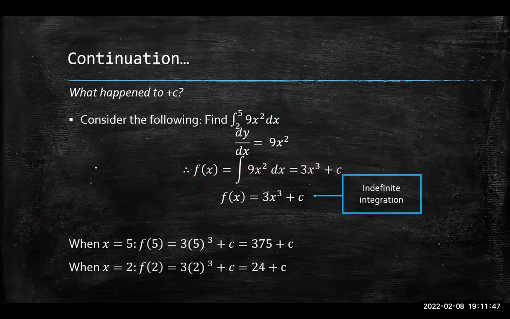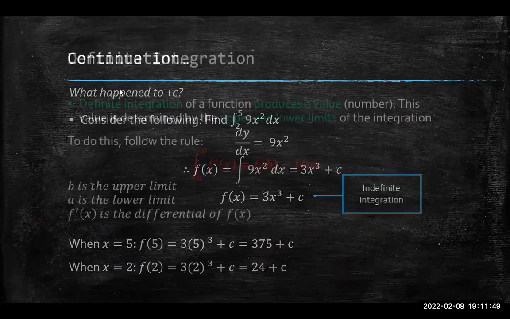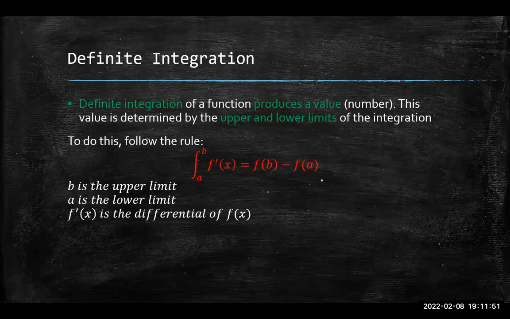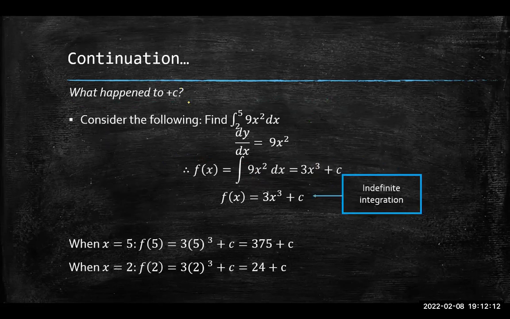Right. So you might be wondering what happened to plus c. Notice here, I have nothing with plus c, right? Indefinite integration. When I integrated, I got whatever plus c. Here, you're not seeing any plus c. I integrated, okay, but I only see here f of b minus f of a. Where did my plus c go? What happened to plus c?